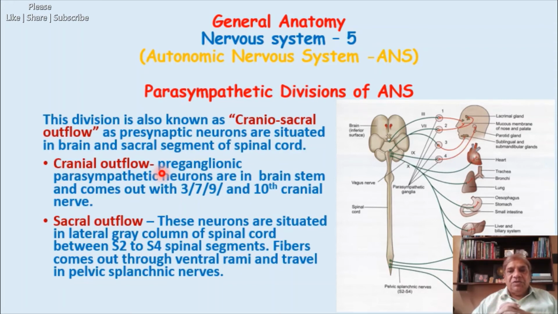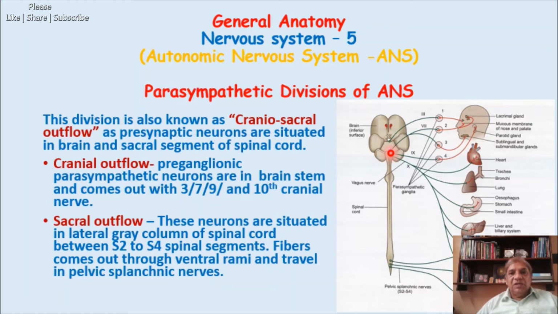Because the presynaptic or preganglionic neurons are situated in the brain. That's why it is called cranio, because the brain is located in the cranial cavity or skull, the cranium. And then the presynaptic group of neurons is also located in the lowermost part of the spinal cord, which is the sacral segment of the spinal cord. So that's why it is called craniosacral. Now I will show you where the cranial part is. See, this is the brainstem, and in some of the nuclei of the cranial nerves, which take origin from the brainstem, that is from the midbrain, pons and medulla oblongata, known as the brainstem.